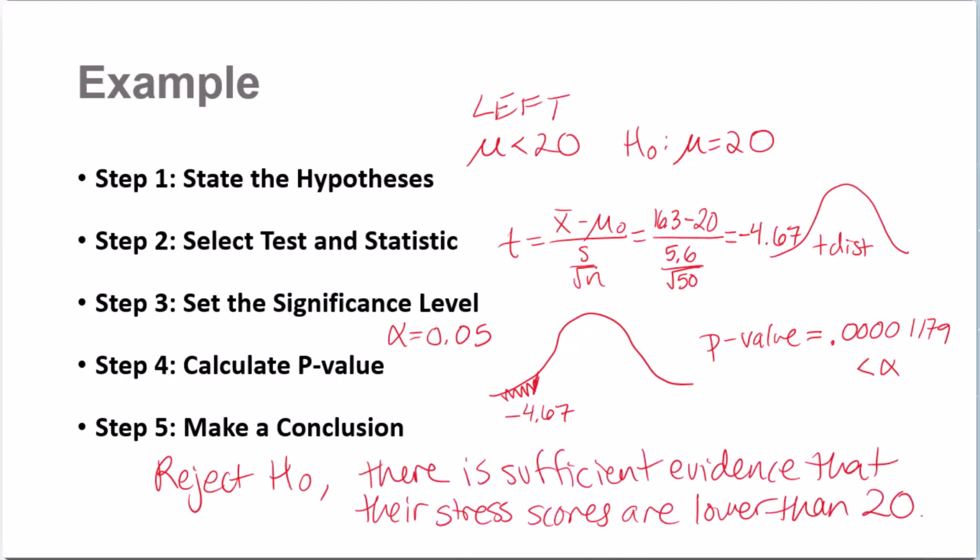So our conclusion might look something like: there is sufficient evidence that their stress scores are lower than 20. They're meaning the people who completed the program. Now, something we should be asking: this is telling us that there's strong statistical evidence for the claim, but we might want to know, how much lower are they? Are they only a little bit lower than 20, or significantly lower? That's something you can answer with an interval estimate.